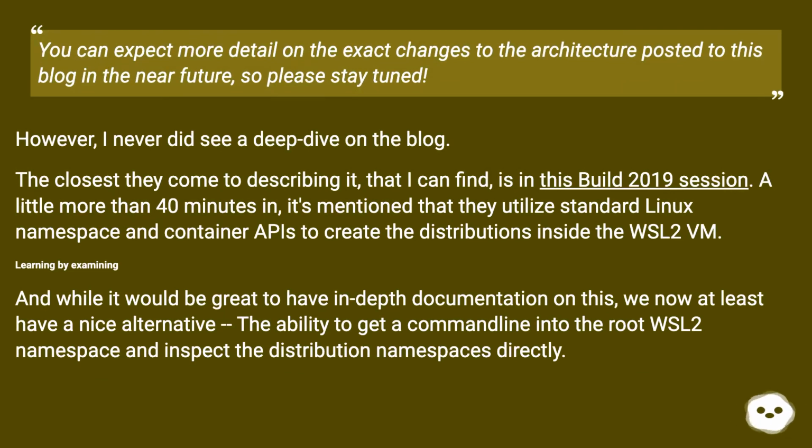The closest they come to describing it, that I can find, is in this Build 2019 session. A little more than 40 minutes in, it's mentioned that they utilize standard Linux namespace and container APIs to create the distributions inside the WSL2 VM. Learning by examining: while it would be great to have in-depth documentation on this, we now at least have a nice alternative, the ability to get a command line into the root WSL2 namespace and inspect the distribution namespaces directly.